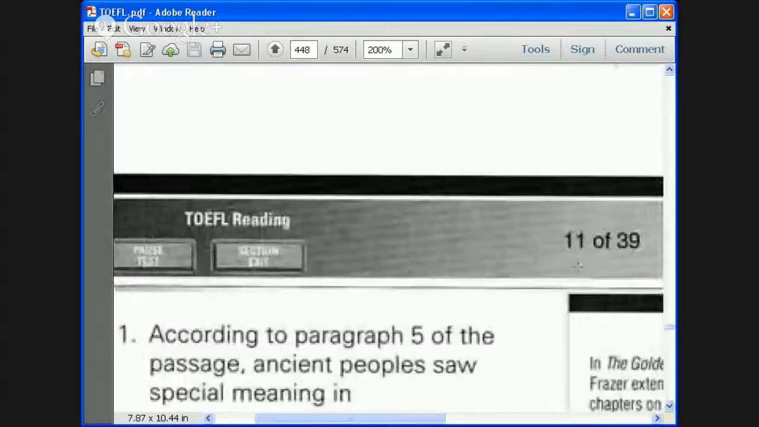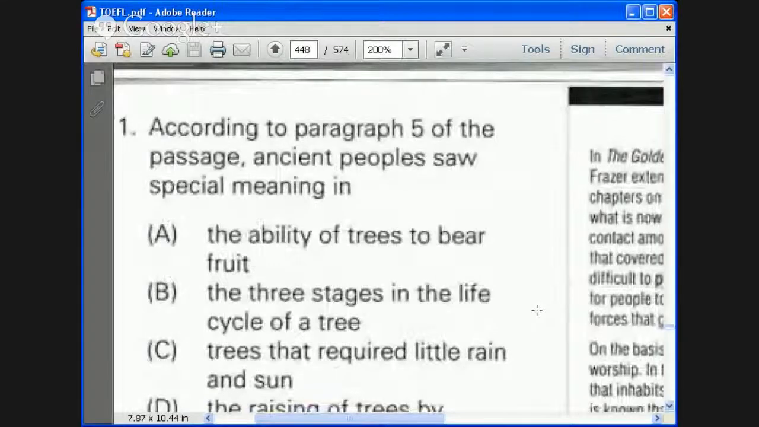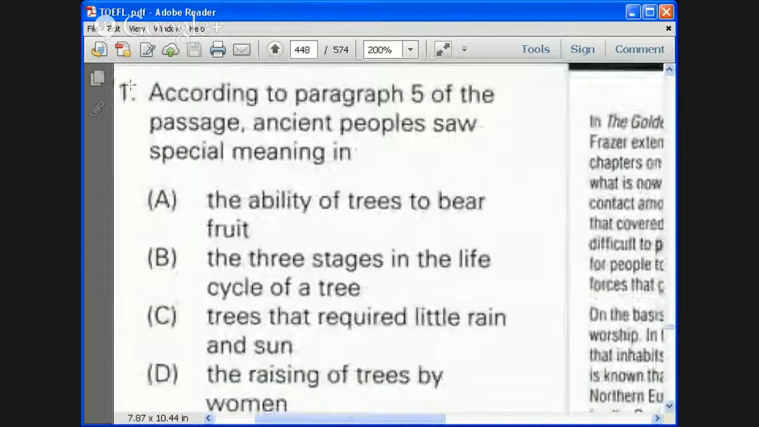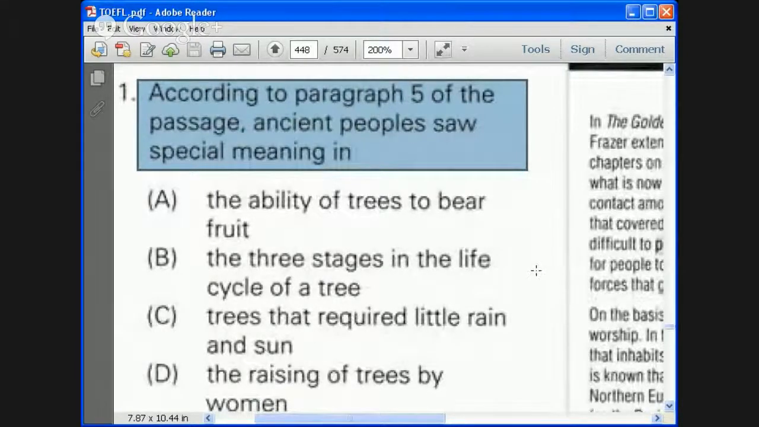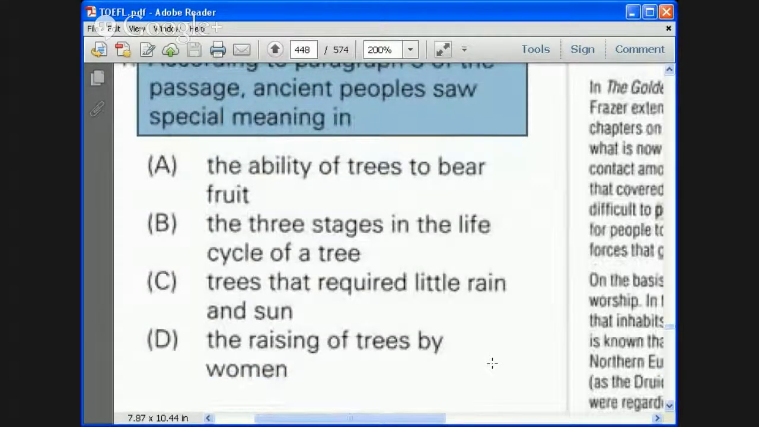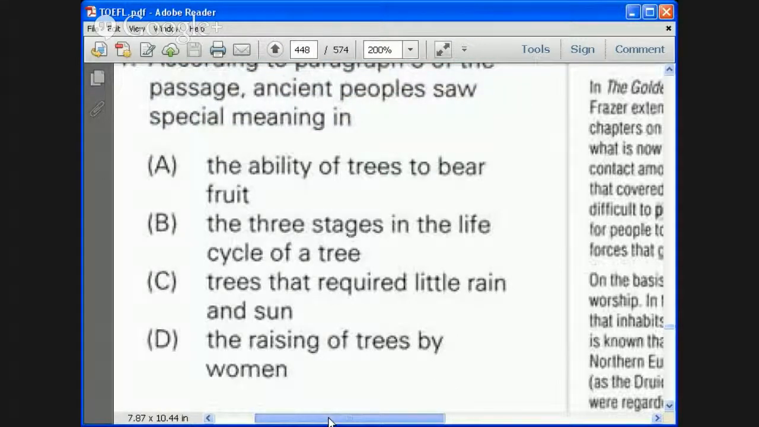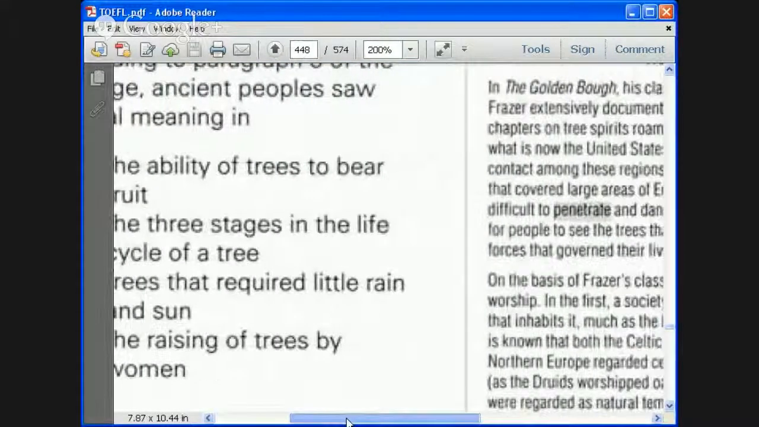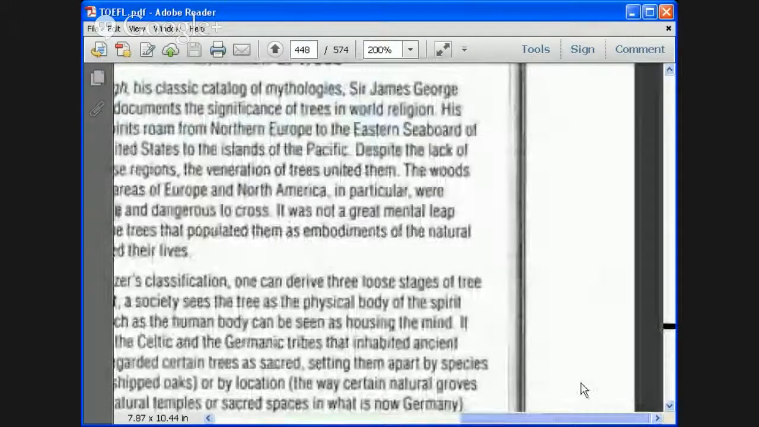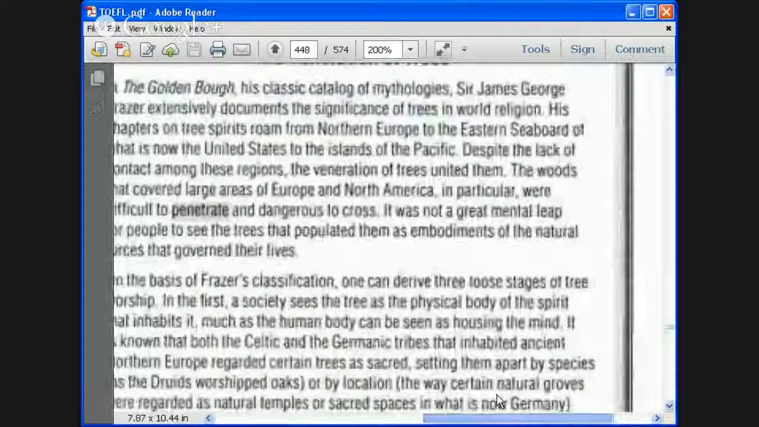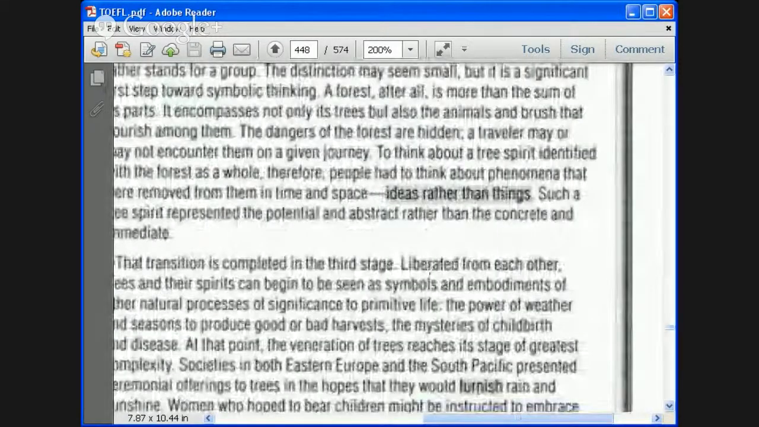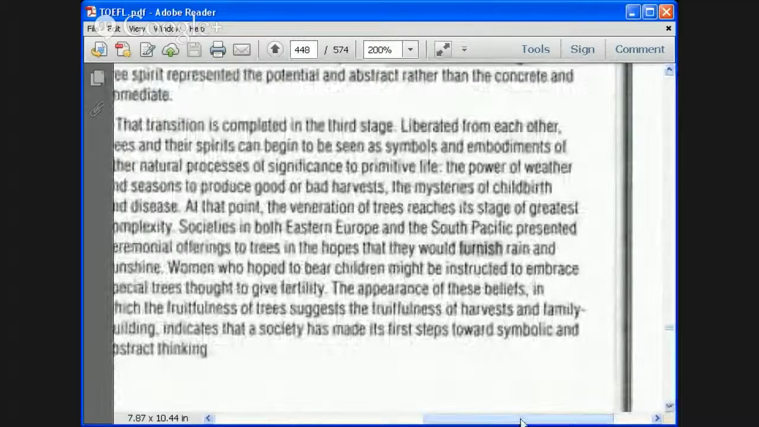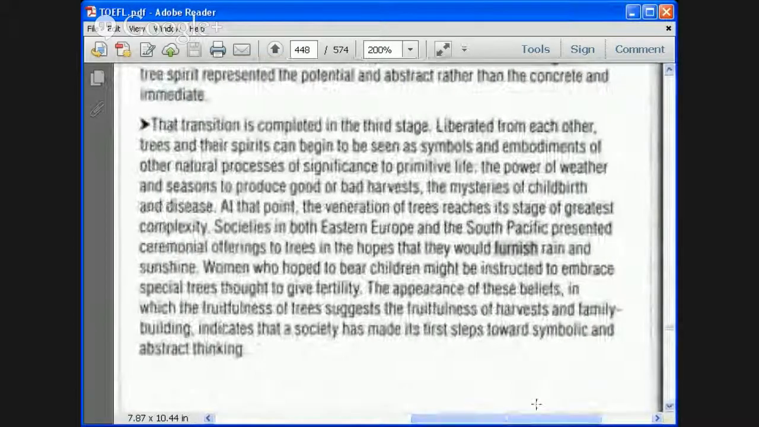Next. Michael, according to paragraph 5 of the passage, ancient peoples saw special meaning in the... okay, paragraph 5. Oh, I remember. Okay, 1, 2, 3, 4, 5. Okay, the last paragraph.